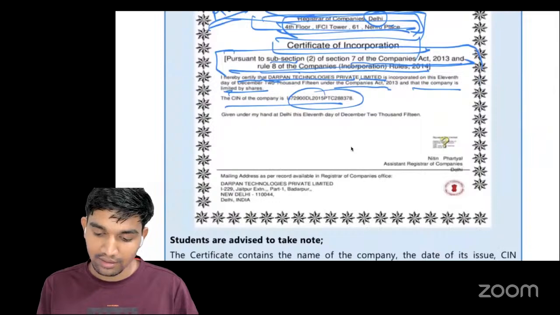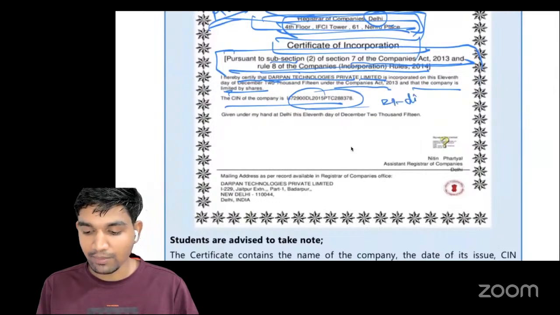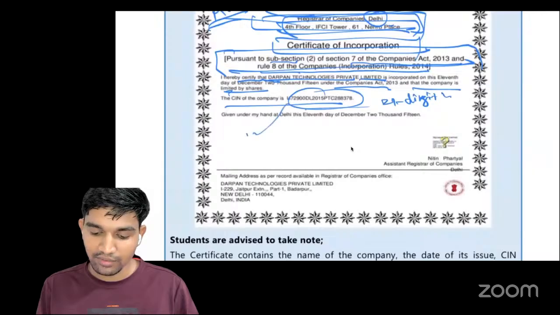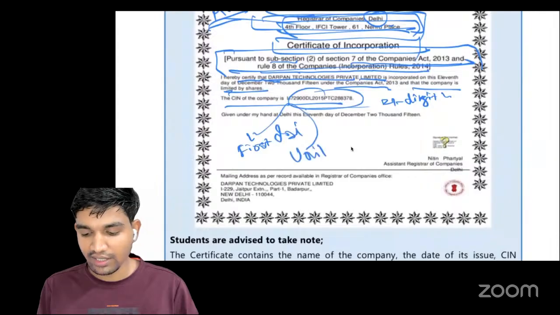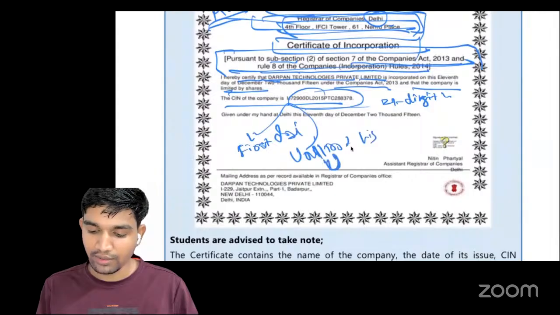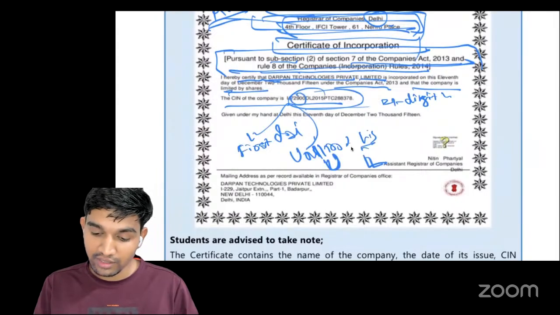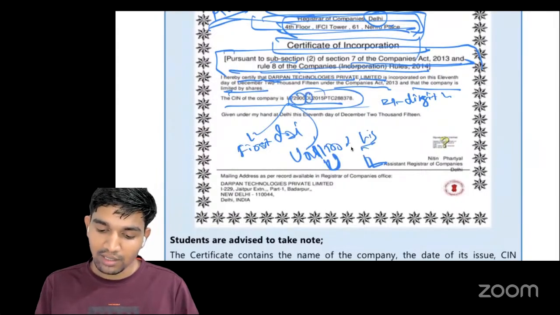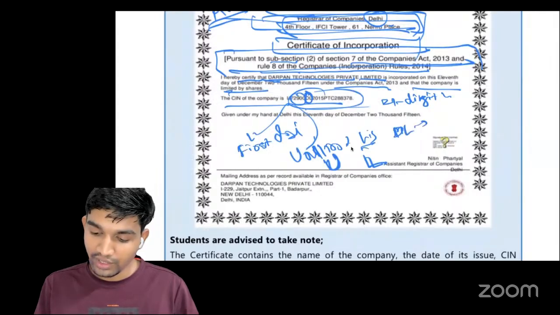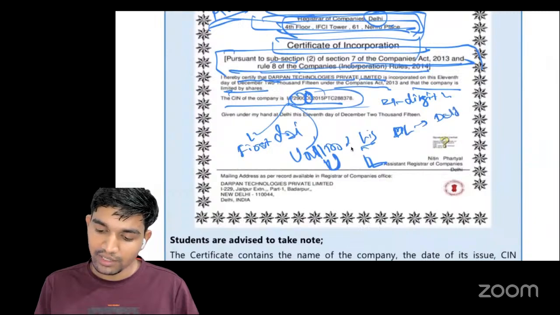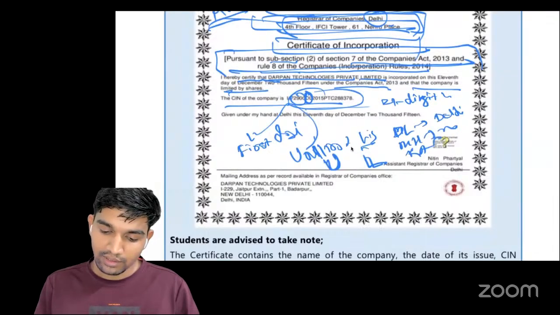So we'll see it is a 21-digit alphanumeric number, whose first digit shows whether the company is unlisted or listed. If it is unlisted, it will be U. If it is listed, then it will be L. Then the next 5 digits are random digits. The next two alphabetical characters show the state or union territory: DL for Delhi, MH for Maharashtra, KA for Karnataka, in such a way. Now this is the state code.